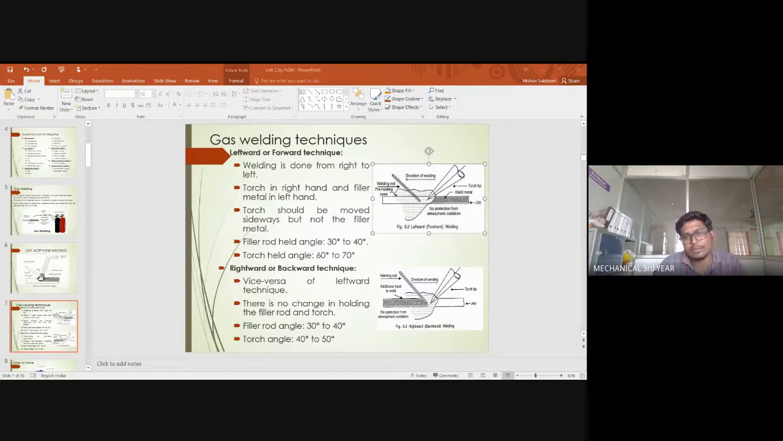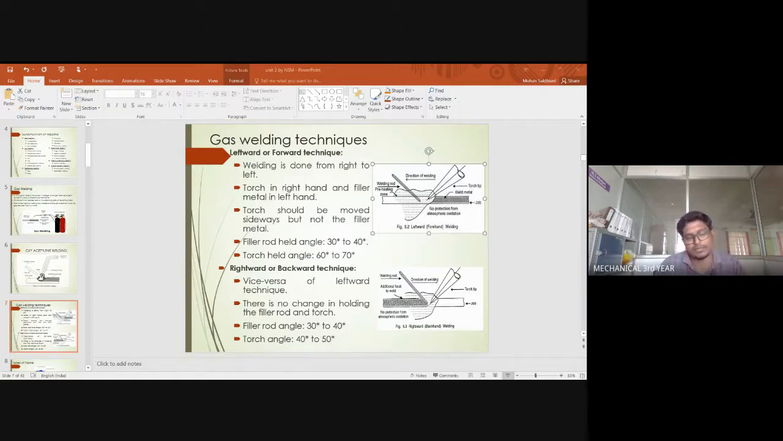They have also provided the angle at which the torch and the filler rod have to be held. The filler rod angle is 30 to 40 degrees. The angle has to be maintained between 30 to 40 degrees, whereas the torch angle is provided from 60 to 70 degrees. So the torch angle will be between 60 to 70 degrees.